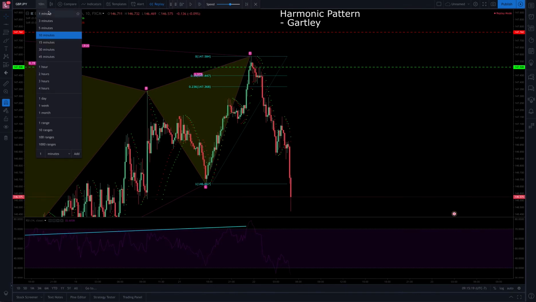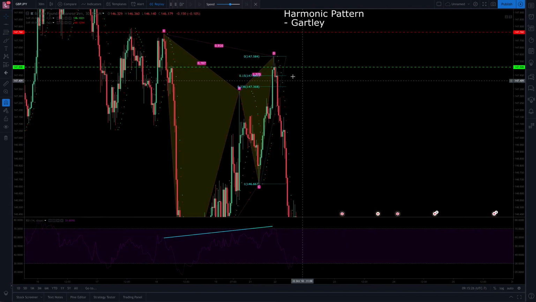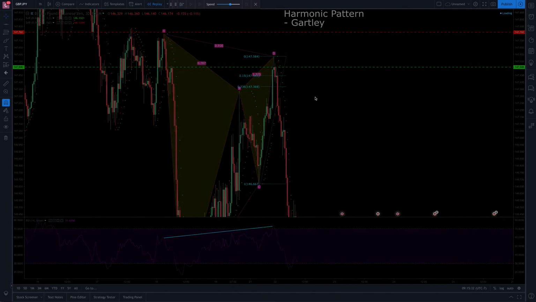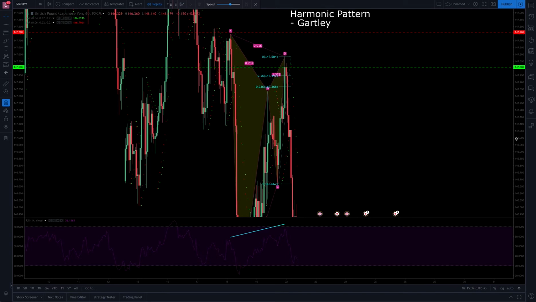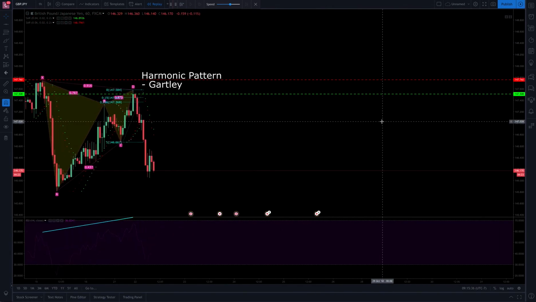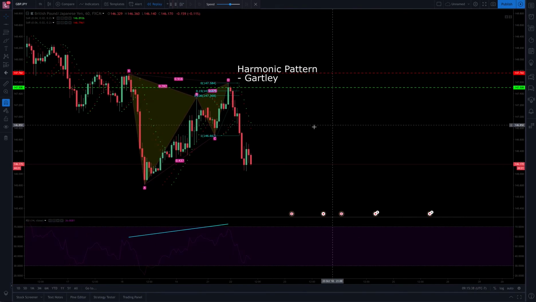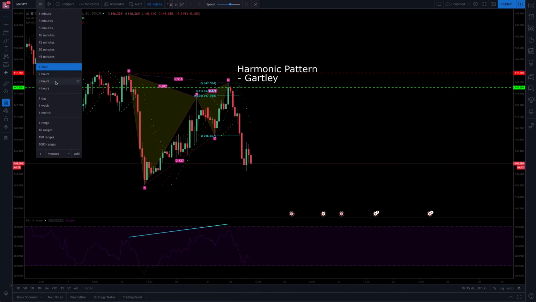Okay, here's what happened. Not only did we get the SARs flipping on the 5 minutes, the 10 minutes, the 30-minute, right? SARs came in on the 30-minute. They also came in on the hour. We had the flip on the hour, green and red above on the hour, and that's why we had this significant drop right here. This significant drop.